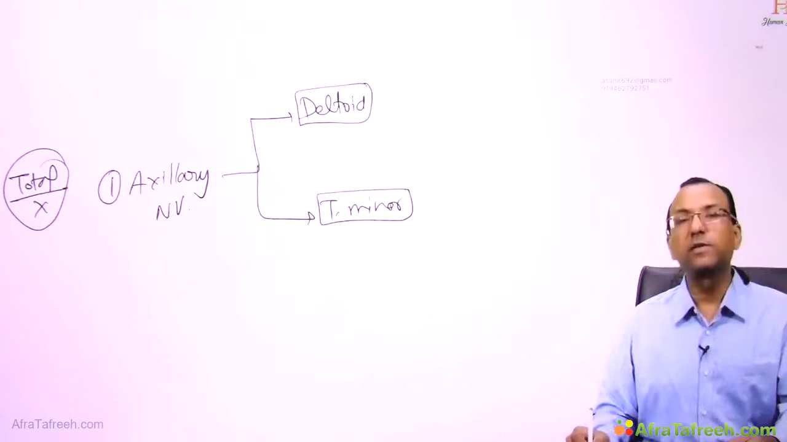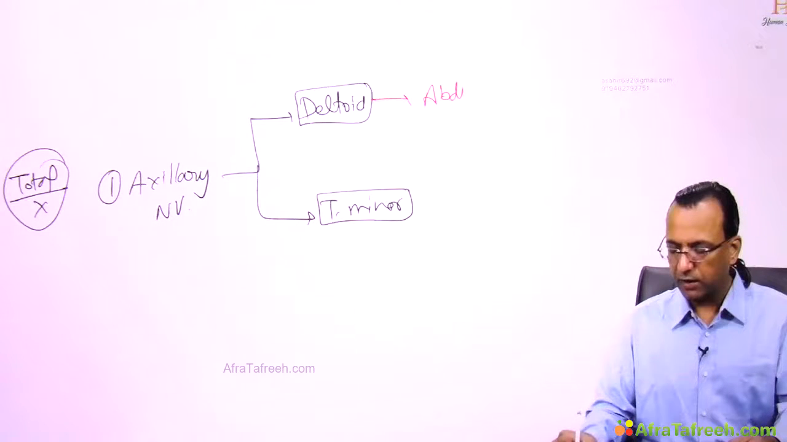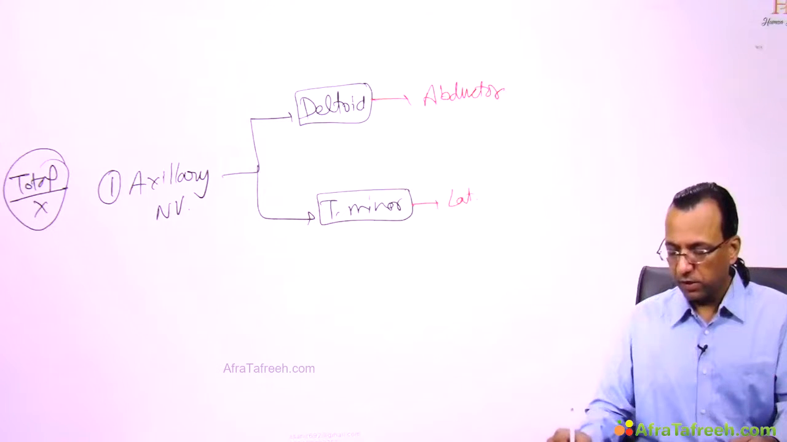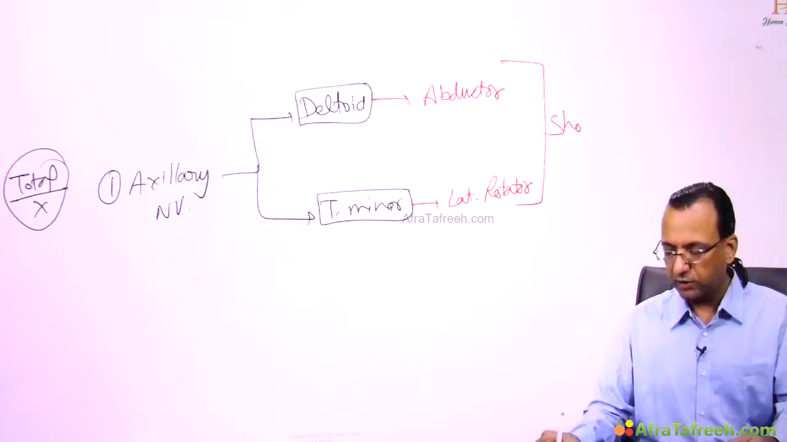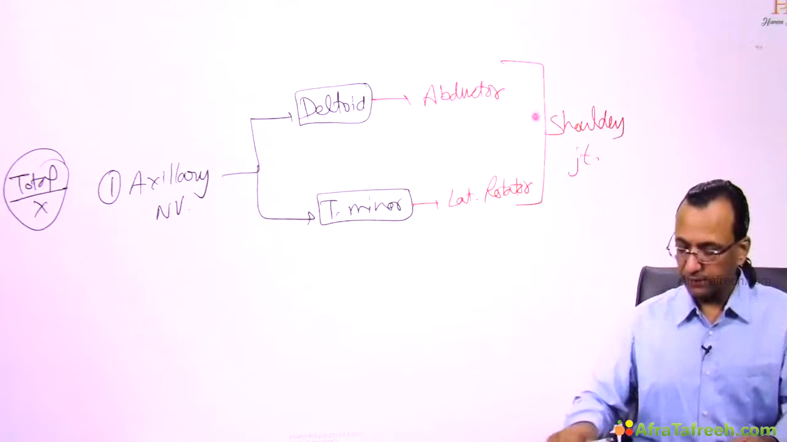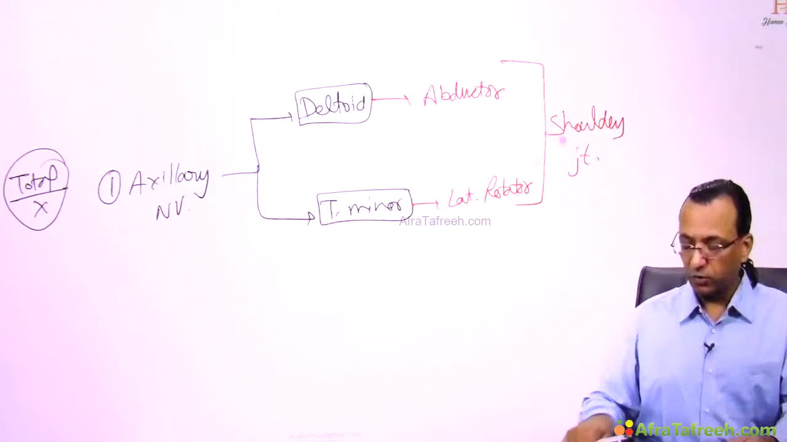So, what is the deltoid muscle doing? The deltoid muscle is a powerful abductor at the shoulder joint, and the teres minor is a lateral rotator at the shoulder joint. So, there will be difficulty at the shoulder joint: the patient is finding difficulty with shoulder abduction, and there is also difficulty with lateral rotation of the shoulder joint.